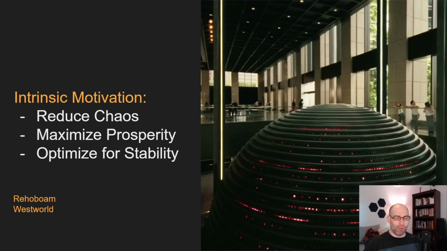Then Rehoboam, I'm probably saying it wrong. I unfortunately have to admit that I never saw season 3 or 4 of Westworld, because my HBO subscription expired and I just didn't renew it. But looking it up, the AI from Westworld had the primary objectives of reducing chaos in the world in order to maximize prosperity and ultimately to optimize for stability, which of course meant that it decided that it needed to control human destinies and reduce free will. So again, if you're optimizing for safety and stability, that's not necessarily what humans want or need.